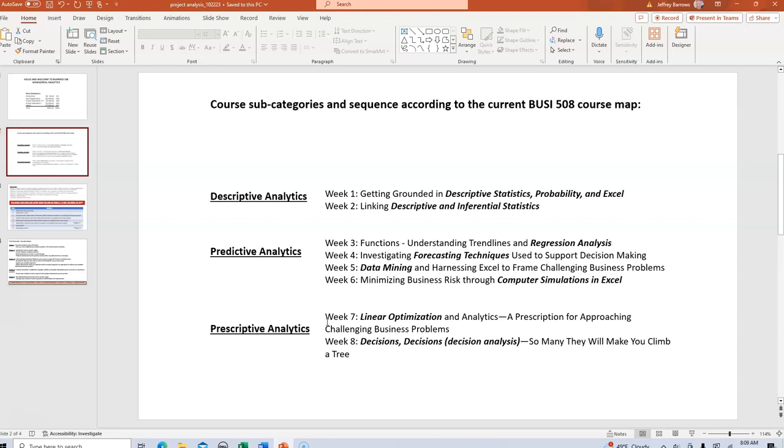And again, the difference here between the predictive and the prescriptive blocks is really the data, the relationships among the variables, and what those differences might be. We'll talk about that a little bit more as we get towards those weeks of the course. And just as a reminder, there will be a test after the predictive analytics block and also a test after the prescriptive analytics block.